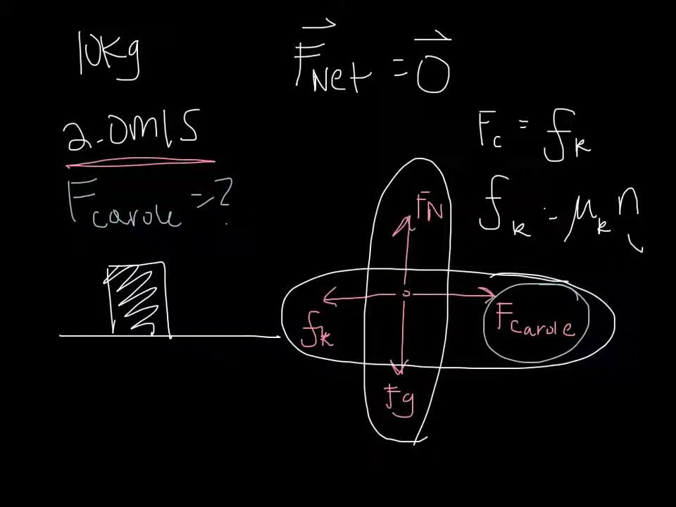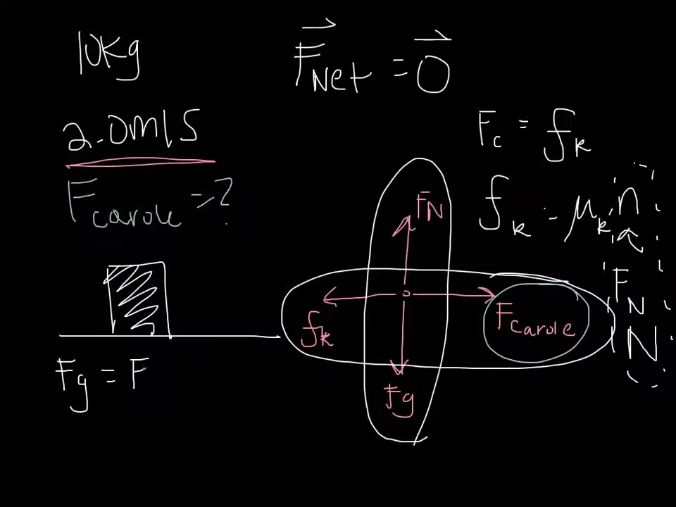Sometimes you'll see this normal force written as F sub n, sometimes you'll see it as a small n, and sometimes you'll see it as a big N. So make sure you write that down. All three of these terms mean the same thing. In order to find this normal force, though, we have to solve for the forces in the y direction. So first what we need to do is set our force of gravity equal to our normal force.